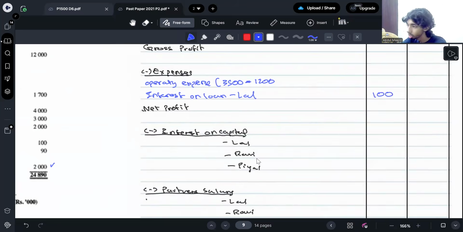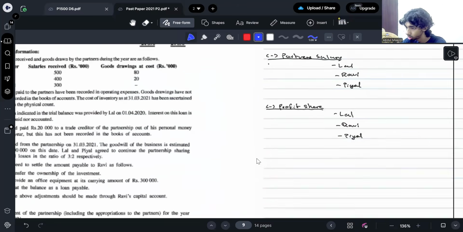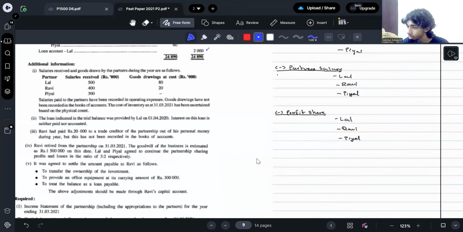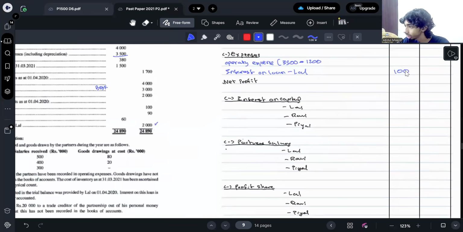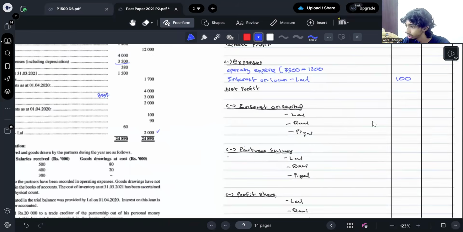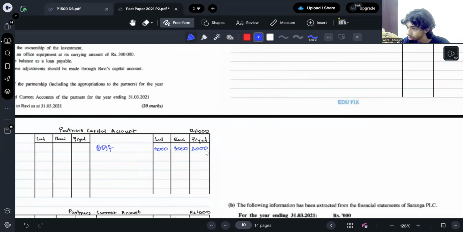Okay. Then next one, Ravi had paid 20,000 to a trade creditor of the partnership out of his person. Okay. Now this Lal's interest you have to credit to his current account also, right? We have to pay it to Lal.